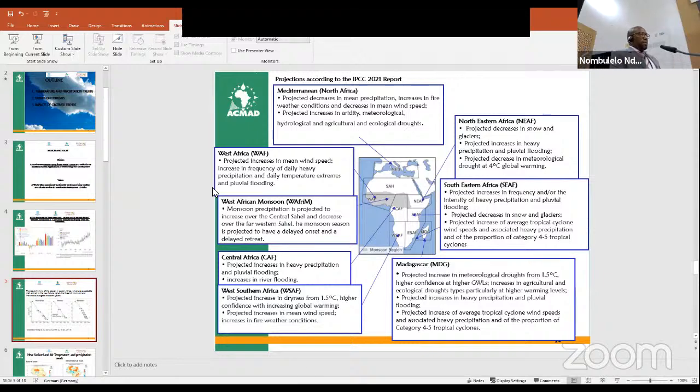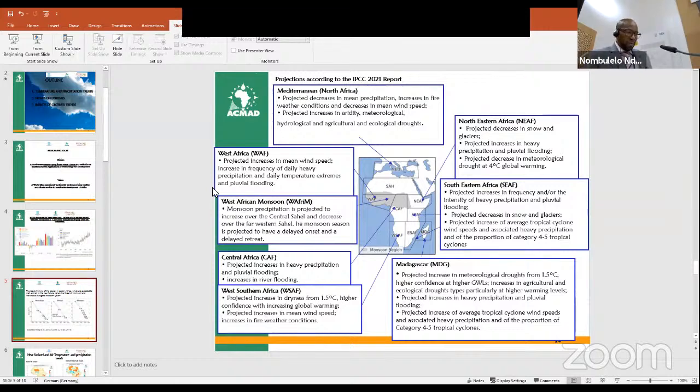Now, we've been saying what's been happening, what's been observed, but there is a projection also. What can we expect in the future? Based on the projections reported in the IPCC AR6, we have seen that North Africa is projected to have an increase in the mean precipitation, an increase in the fire weather conditions, and a decrease in the mean wind speed. It's also projected to have an increase in aridity and in meteorological, hydrological, agricultural, and ecological drought.